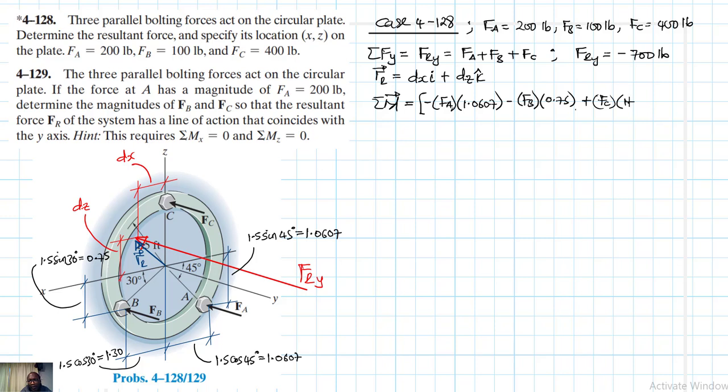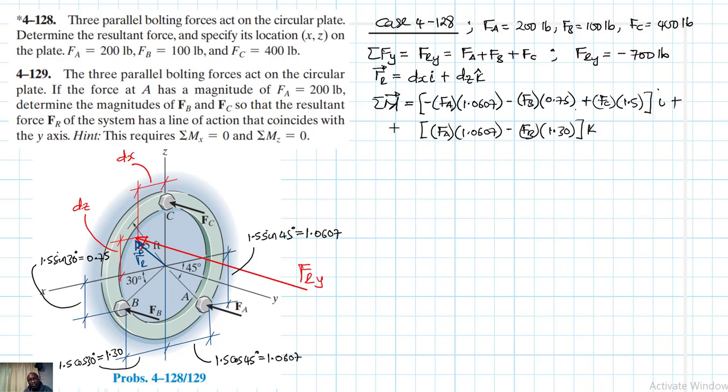by 1.5. Okay, this is I. Then plus, we are saying positive FA by 1.0607, and then we have a negative FB by 1.30. Okay, all right, so this is our expression.